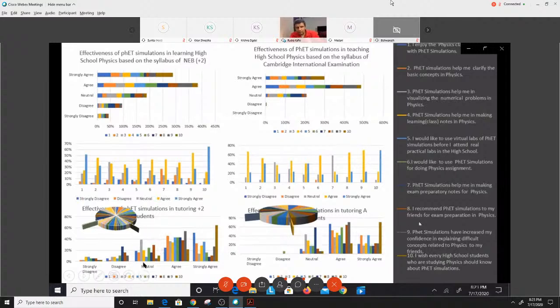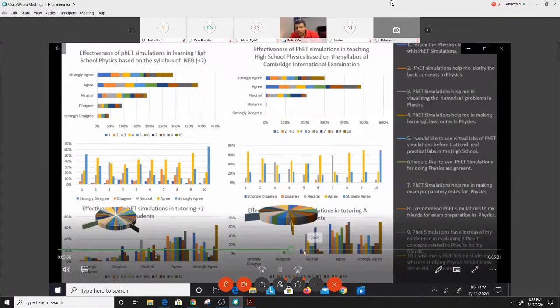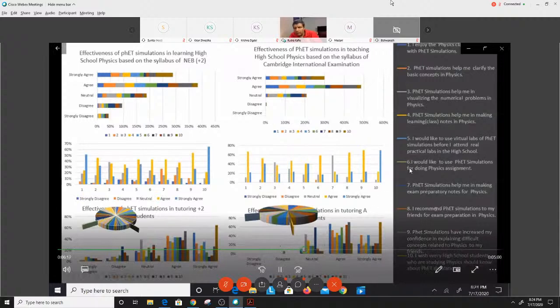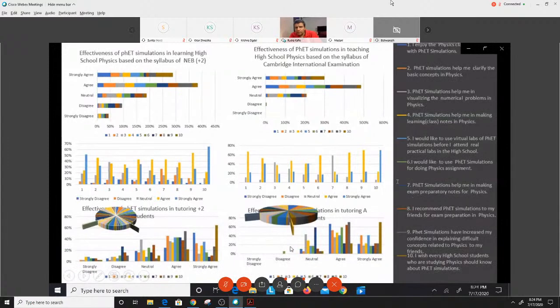And here, you can see there is a higher chance of responses moving from neutral to disagree and strongly disagree in plus two compared to A-level. Why? Because if you look at the chart, there is only a disagree response regarding question number 6, which is "I would like to use PhET simulation for doing physics assignments," and that is not a concern. The concern is really in this disagree category.